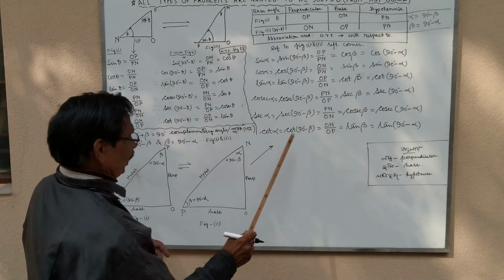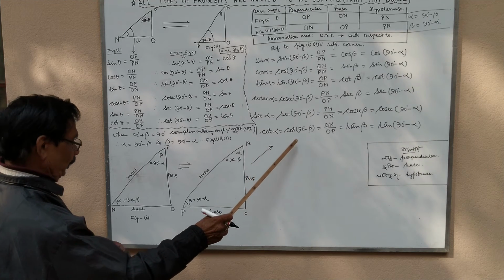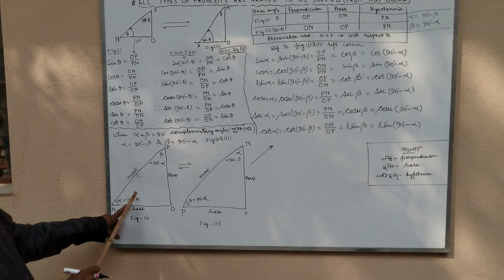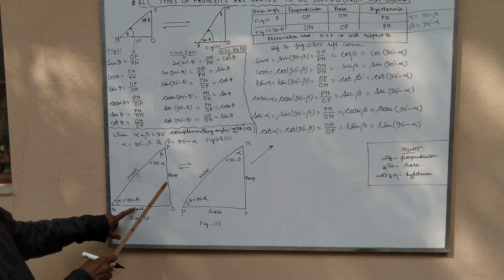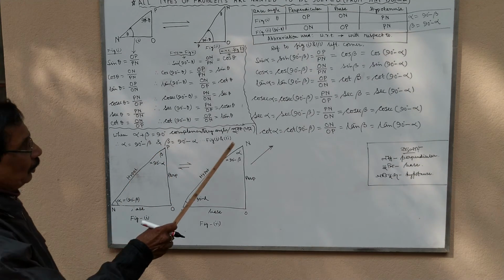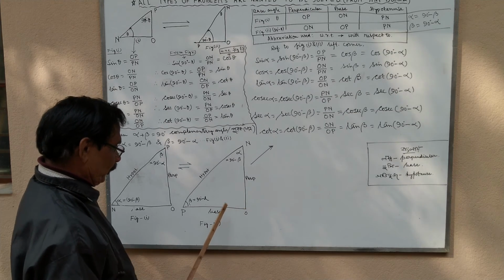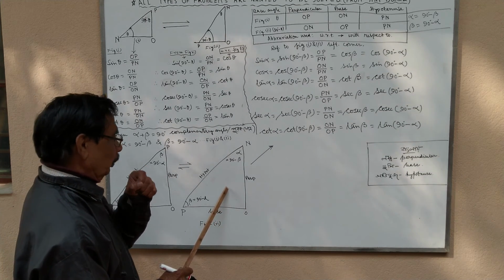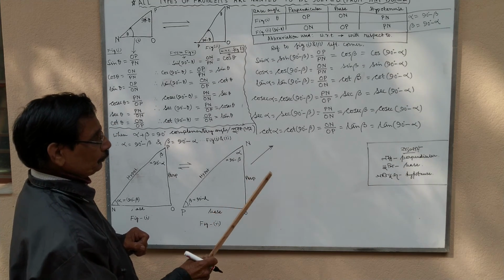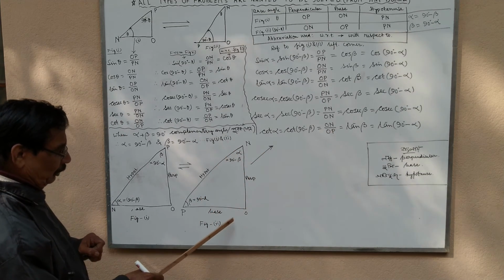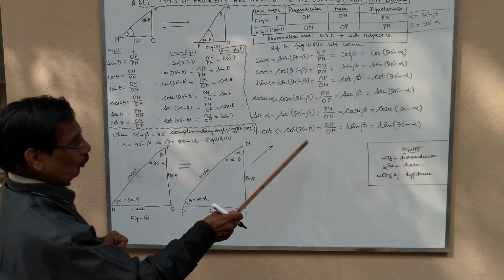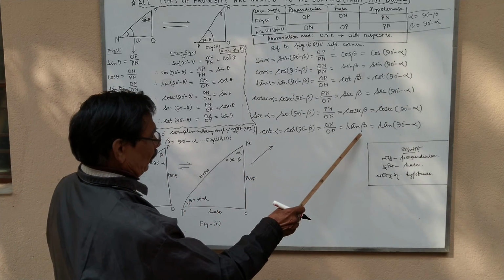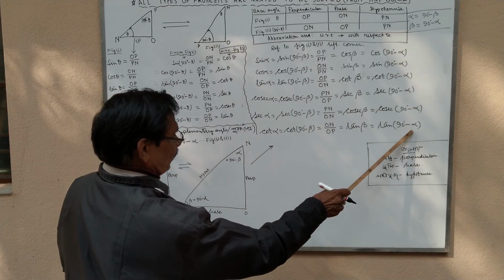And cot alpha, alpha meaning 90 degree minus beta. With respect to the first figure, it is base by perpendicular, that is ON by OP. With respect to the second figure, ON is perpendicular and OP is base, so it is tan beta. Tan beta means beta equals 90 degree minus alpha.